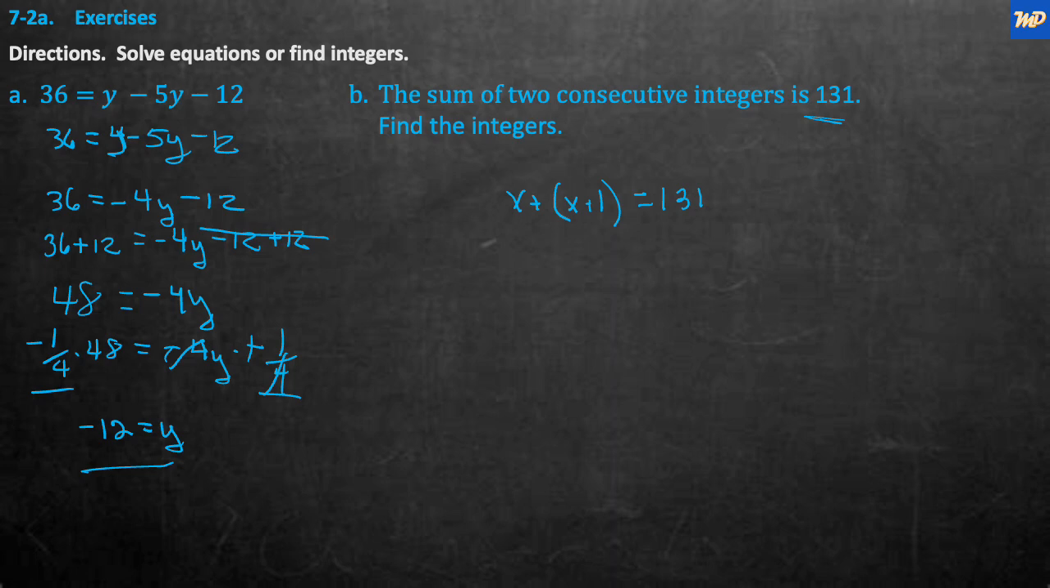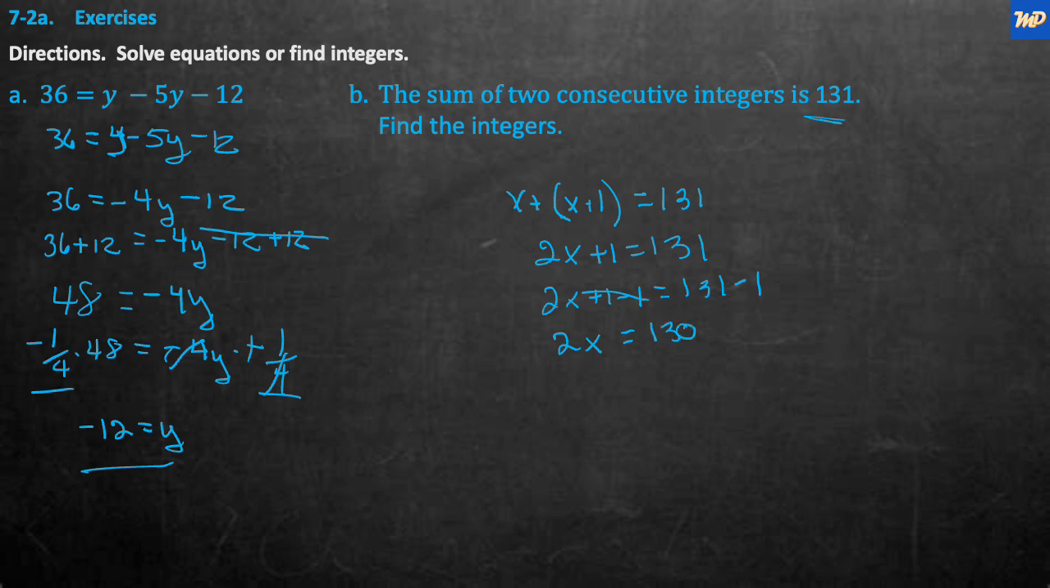There's no multiplication here, it's all addition. So x plus x is 2x, plus 1 is equal to 131. Now we have to undo the addition. So we have 2x plus 1 minus 1 is equal to 131 minus 1. So the 1s will disappear. So we have 2x is equal to 130.